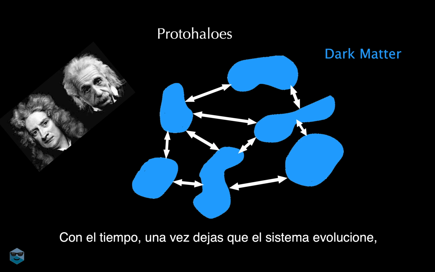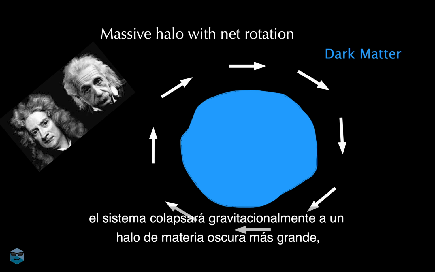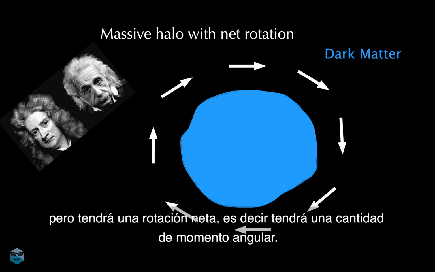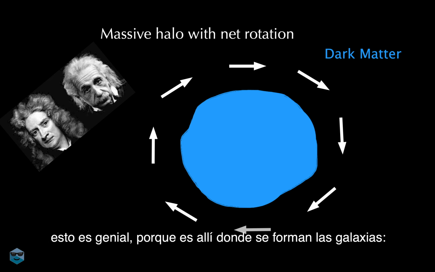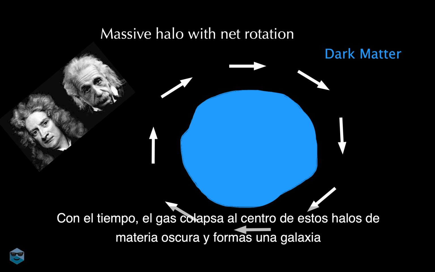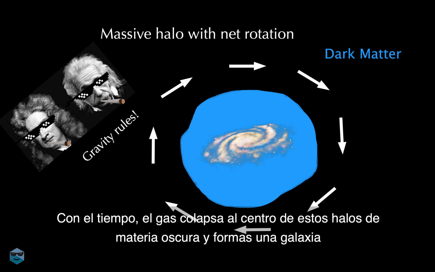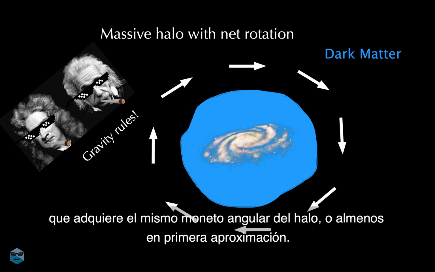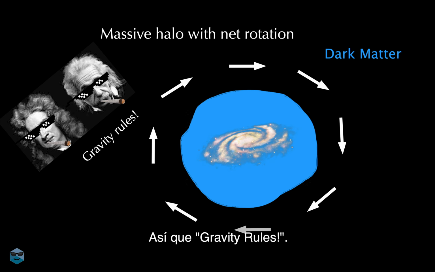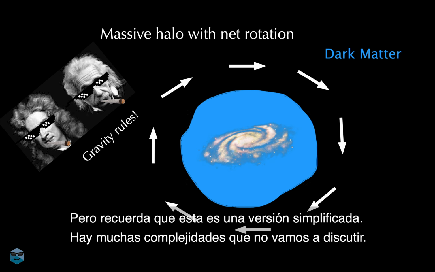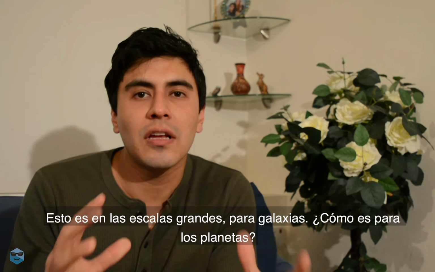Eventually, after you let the system evolve, the system will collapse gravitationally to a bigger dark matter halo, but it will have a net rotation. So it will have some amount of angular momentum. And this is pretty cool because that's exactly where galaxies are formed. Eventually, the gas collapses to the center of these dark matter halos and you form a galaxy that acquires the same angular momentum, or at least that's an approximation. So gravity rules. But remember that this is a cartoonish version. There are much higher complexities that we're not going to discuss. So this is in the large scales.